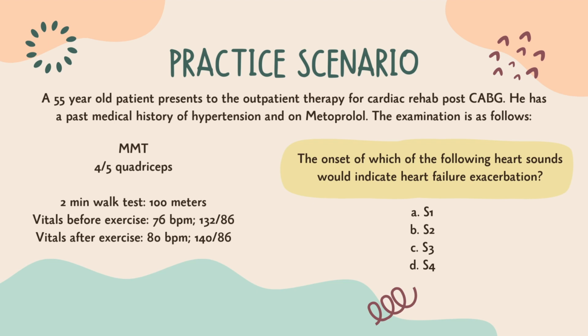So, knowing which heart sounds are normal versus abnormal: S1 and S2 are normal heart sounds. So really, you should rule those out and be picking between S3 and S4. S3 is the best answer. S3 indicates heart failure, S4 indicates heart attack or hypertension. So the question asks which would indicate a heart failure exacerbation, so that would be S3.